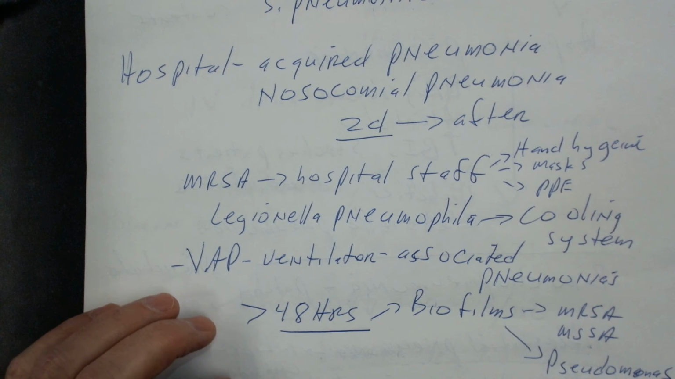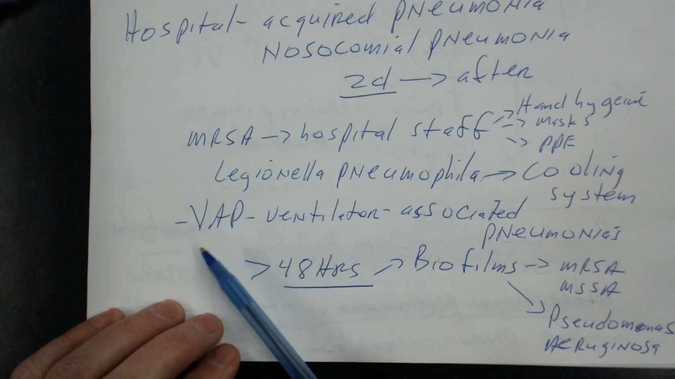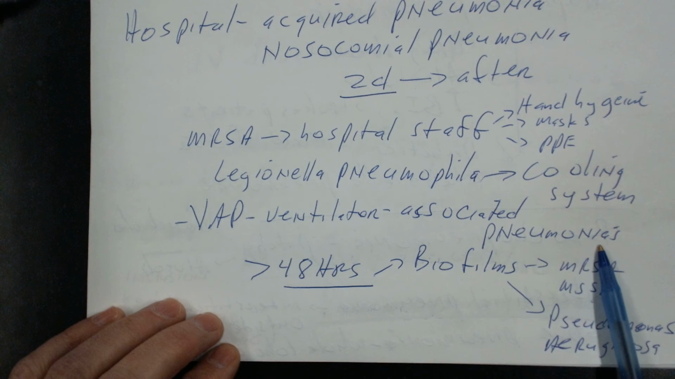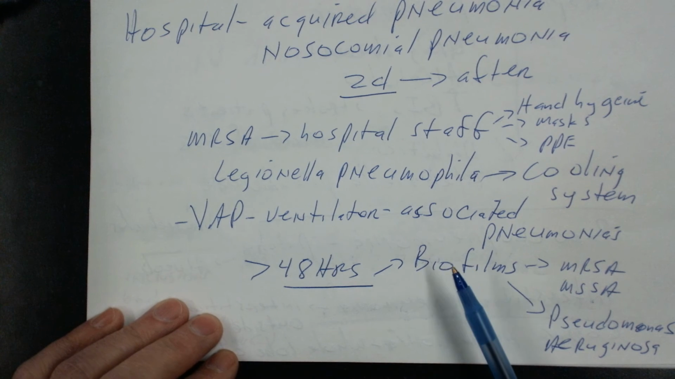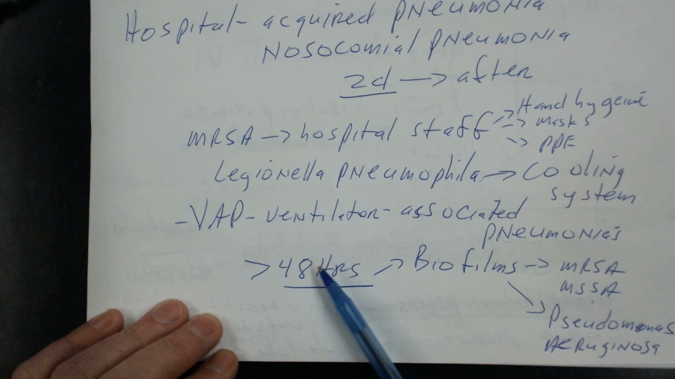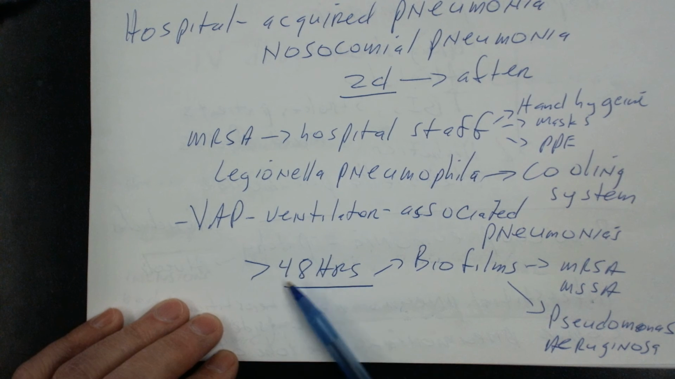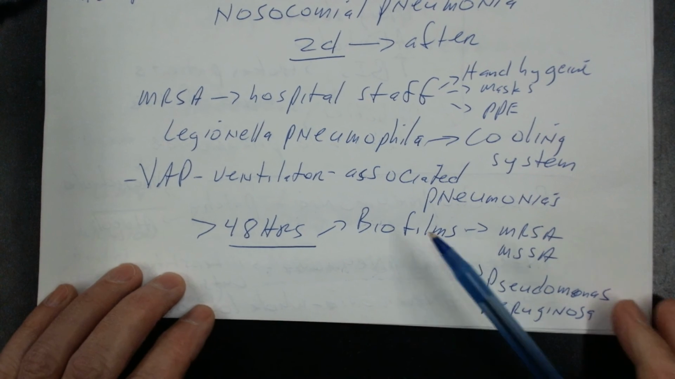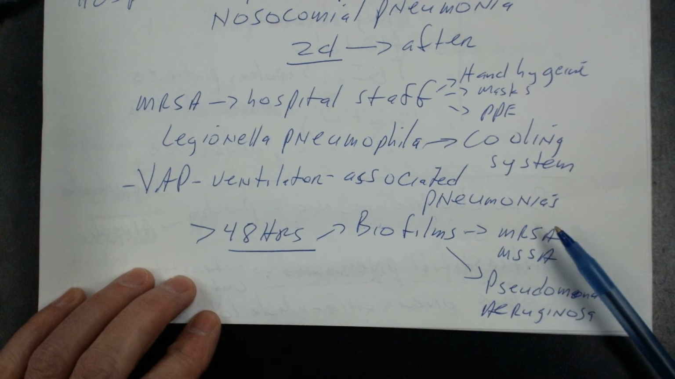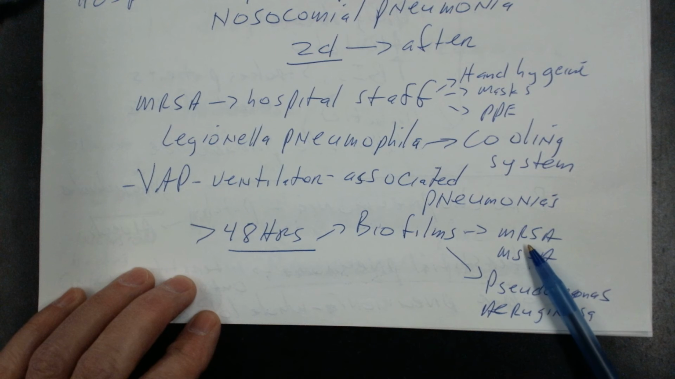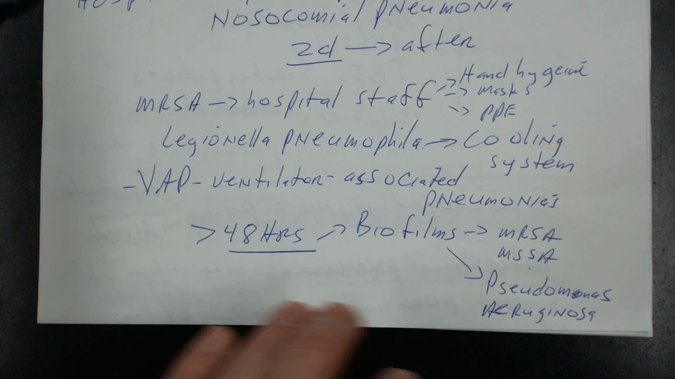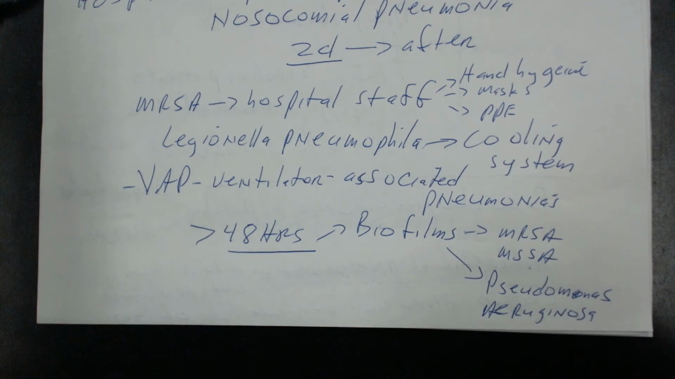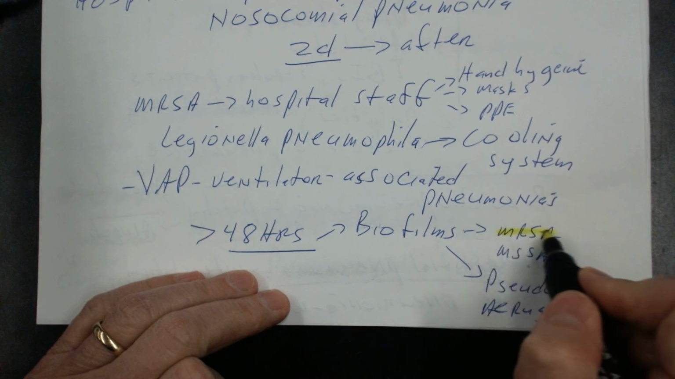A subset of hospital-acquired pneumonias are ventilator-associated pneumonias. In this case, you get biofilms that form on the respiratory tubes. They tend to occur if the patient's been intubated more than 48 hours. So your culprits here are Staphylococcus aureus, either methicillin-resistant Staph aureus, sometimes methicillin-sensitive Staph aureus. But if in the hospital, typically your main culprit is going to be this beast here.